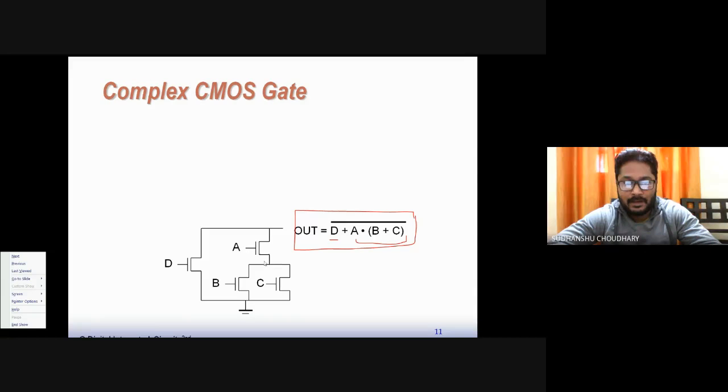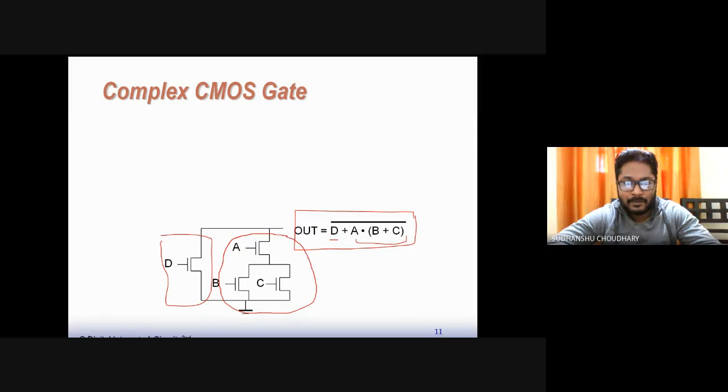Now pull-up will be the dual of this. So that means D and this A dot B plus C appear in parallel in the pull-down, so in the pull-up network, these two will appear in series. That is this portion and this portion. And then similarly, A and B plus C: A is in series with B and C in the pull-down, so in the pull-up network, A will be in parallel to B and C.